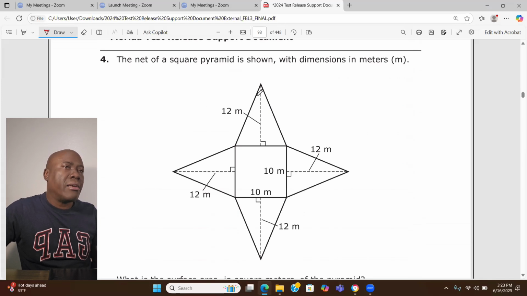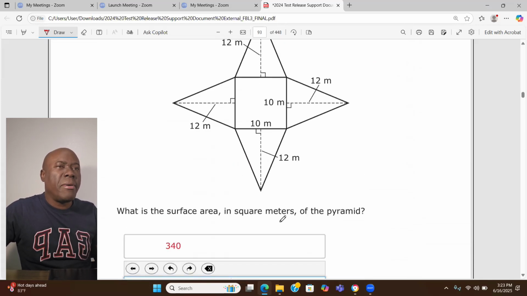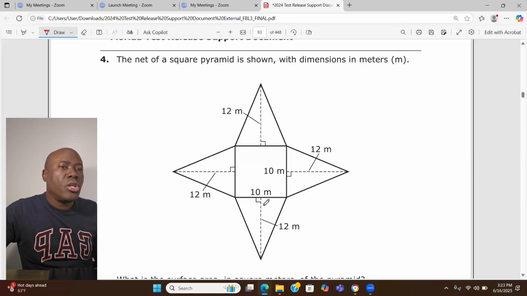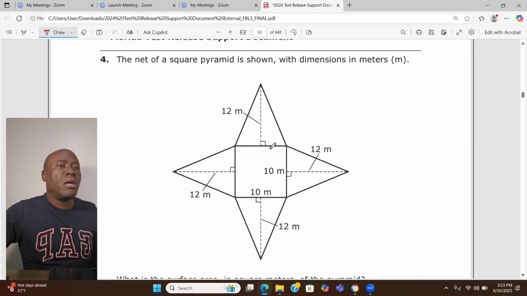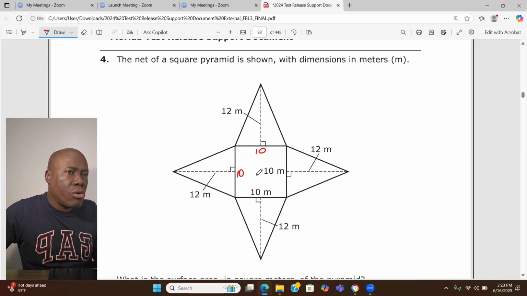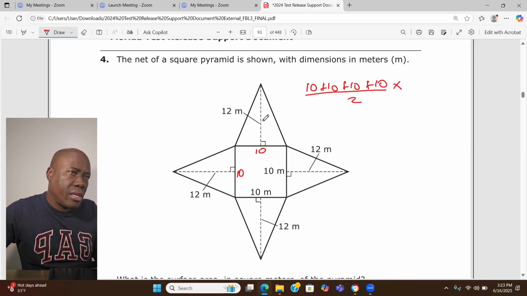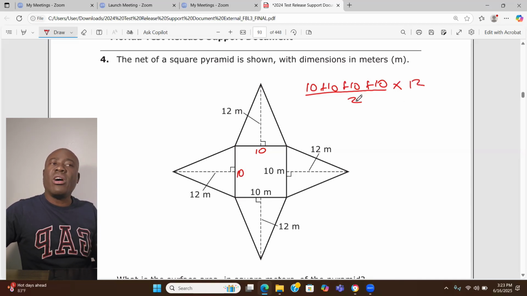Number 4 wants us to find, so we have a square base pyramid. The question is, what is the surface area of this? In other words, we want to find the area of all of these triangles, which is 4 of them, and then add it to the area of the square. There are multiple ways to do this, but one of the ways I could do this is to use the perimeter. So the perimeter here is 10 plus 10 plus 10 plus 10. If I divide this by 2 and I multiply this by the vertical height of the triangle, it's going to give me the area of all the triangles.